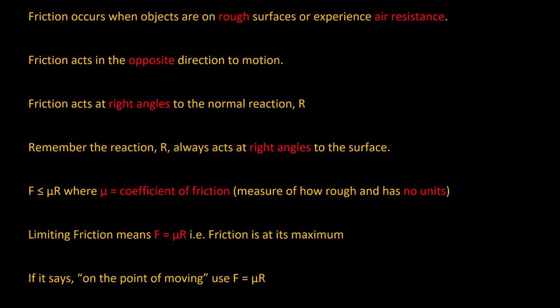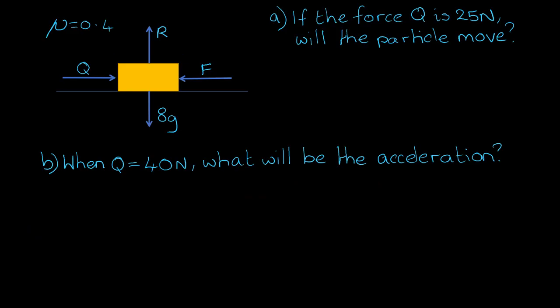So if it says that something is on the point of moving, use F equals mu R, or if something actually already is moving, use F equals mu R. Here's an example involving friction. First thing that they want us to do here is to determine if the force Q, which is 25 newtons, is sufficient to make this particle move, given that it's on a rough surface and therefore friction is in action.